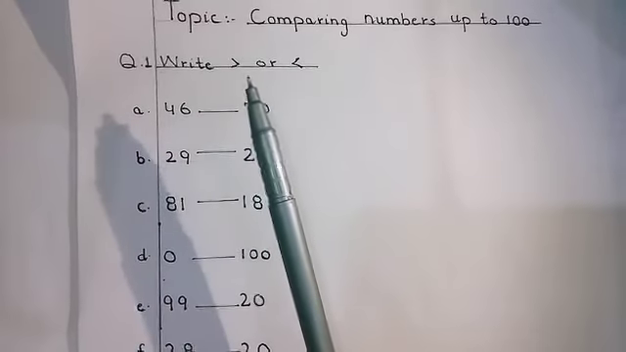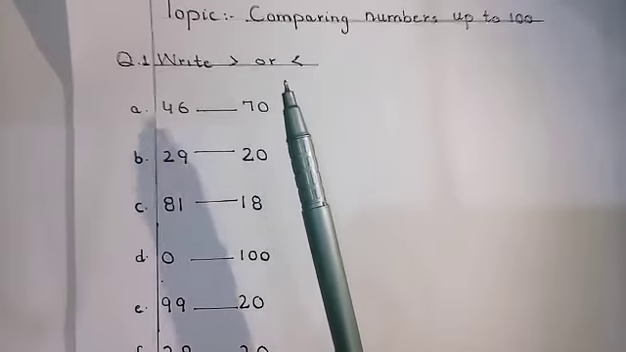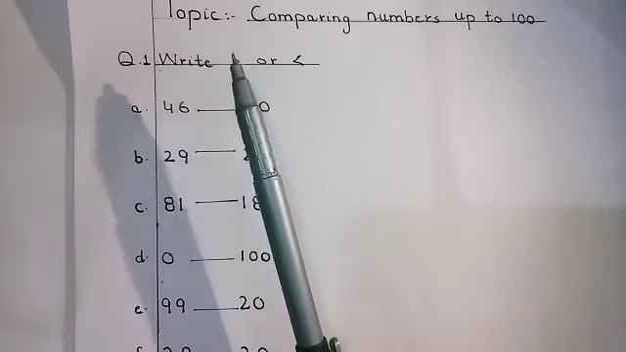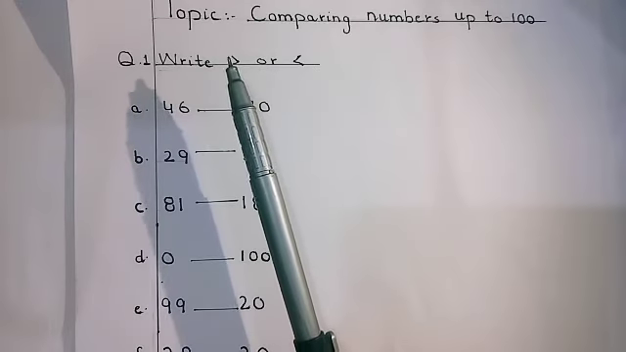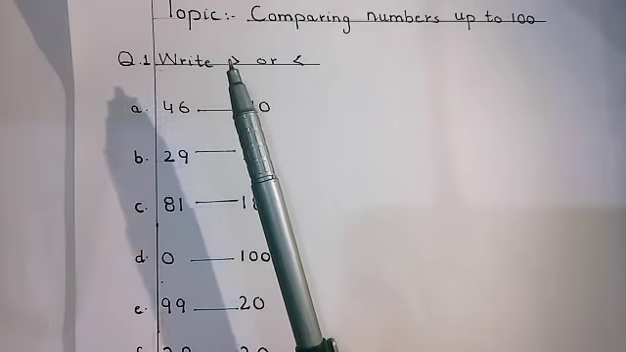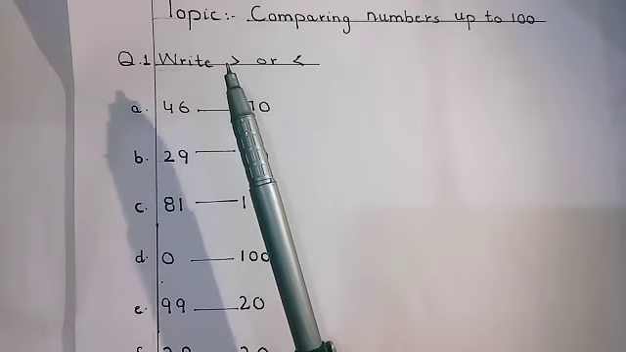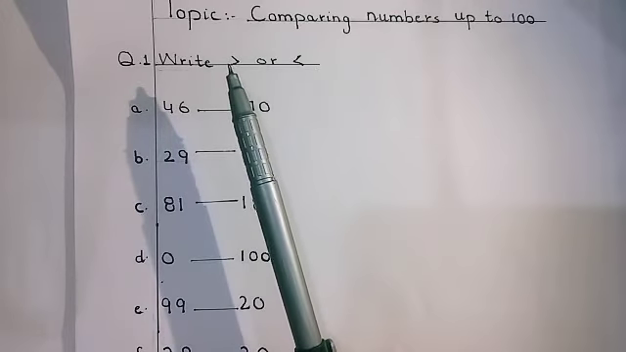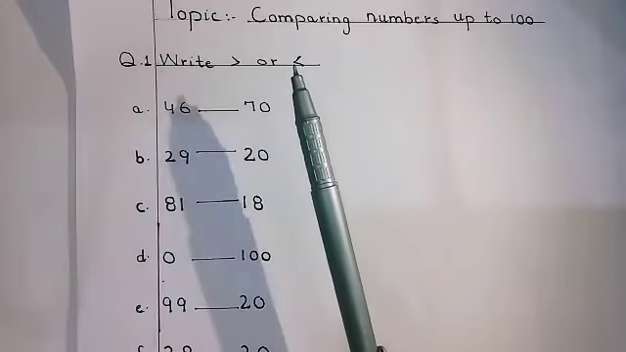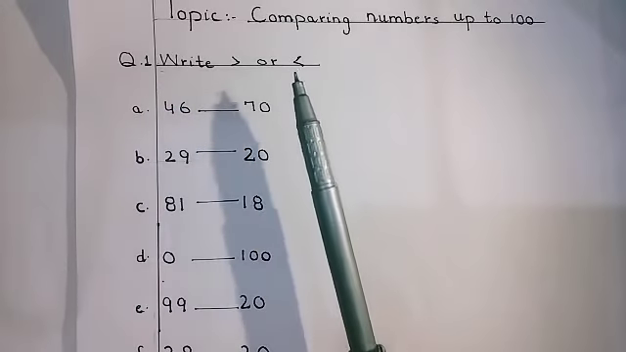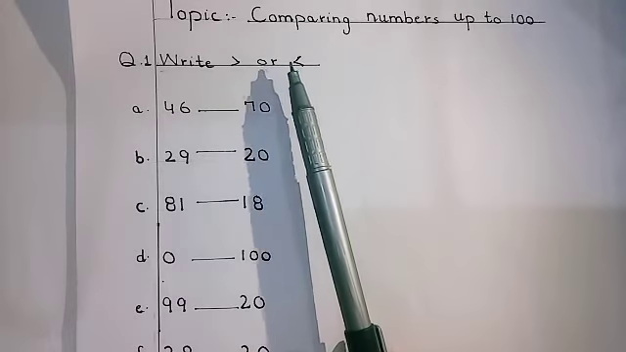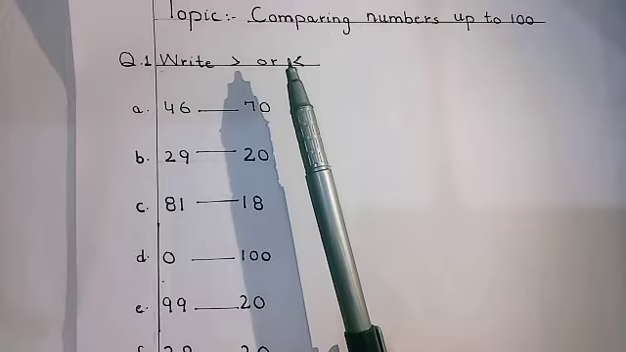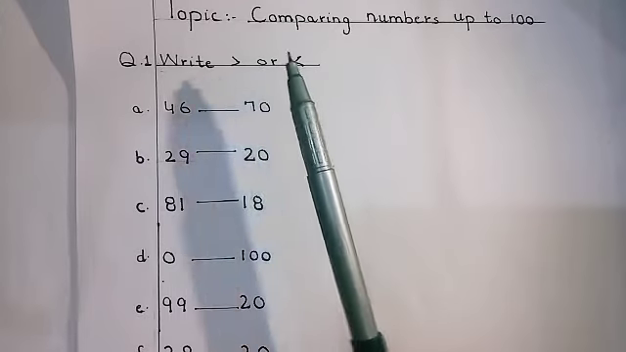Write greater or less. Look at here, this is a sign. This open mouth is showing that it is for the greater number. We will have to put the open side towards the greater number, and the pointed end of the sign is always towards the smaller number.